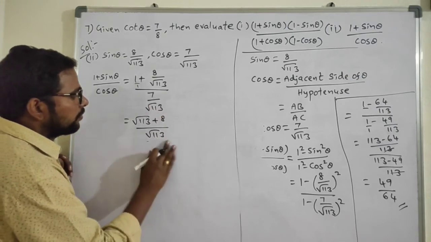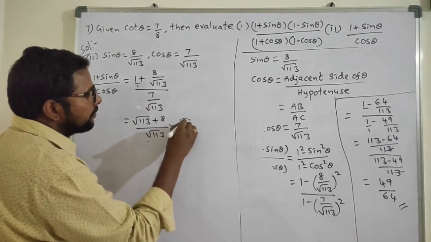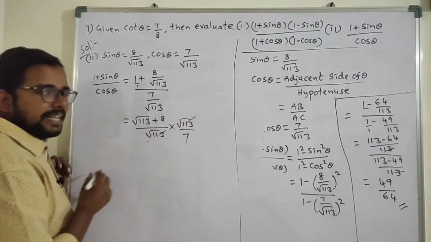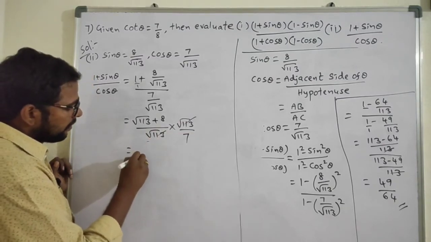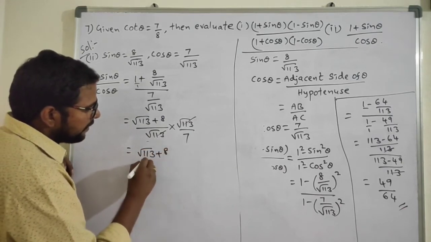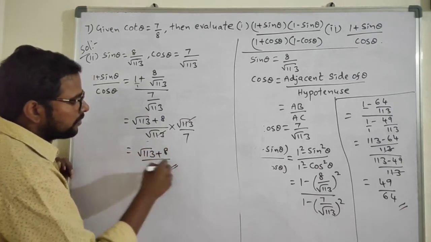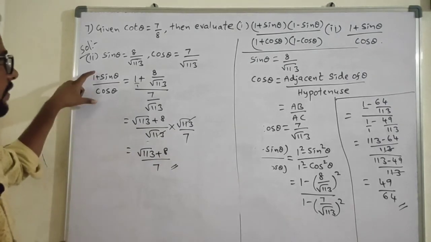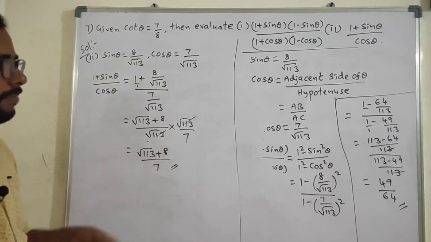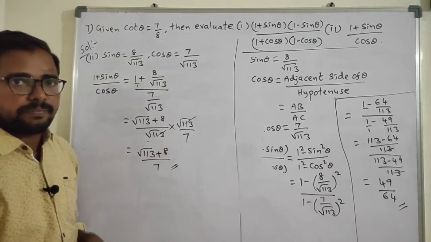That becomes the reciprocal, root 113 by 7. Root 113 gets cancelled. So what remains? Root 113 plus 8 by 7. So this is the solution of the second one. 1 plus sin theta by cos theta value is root 113 plus 8 by 7.